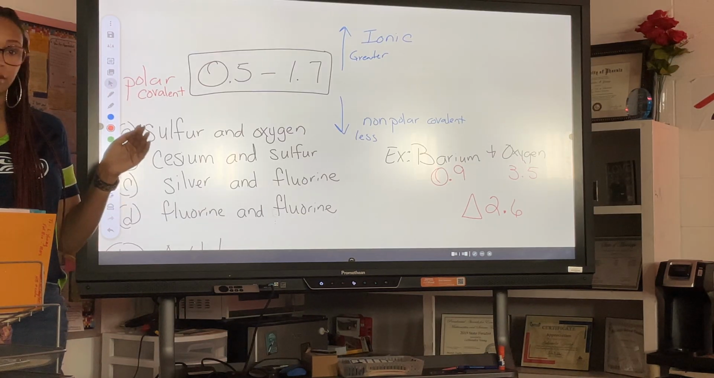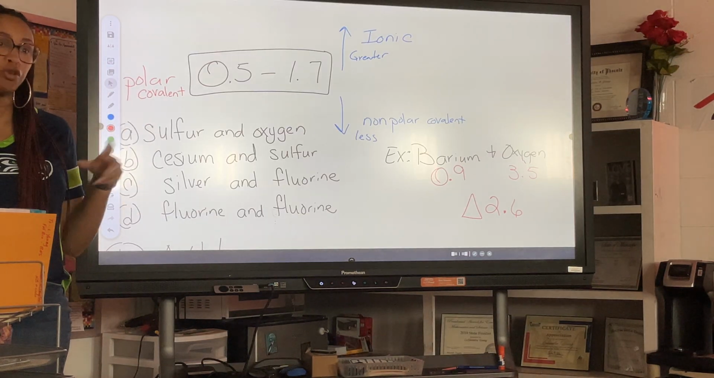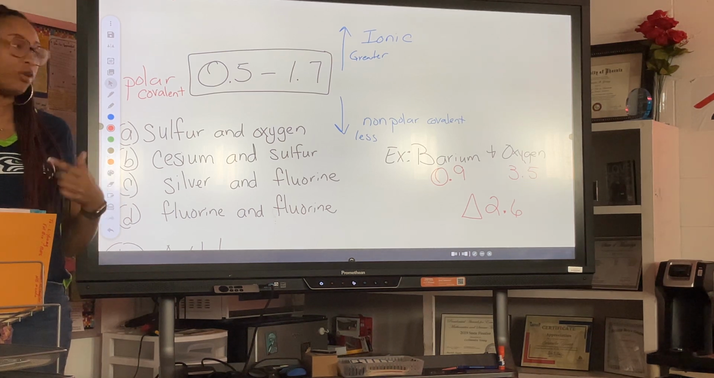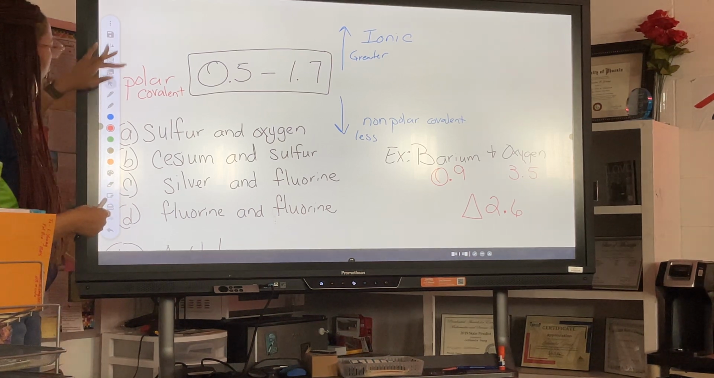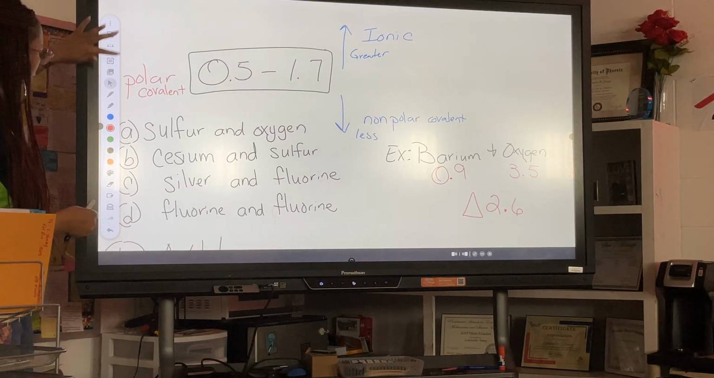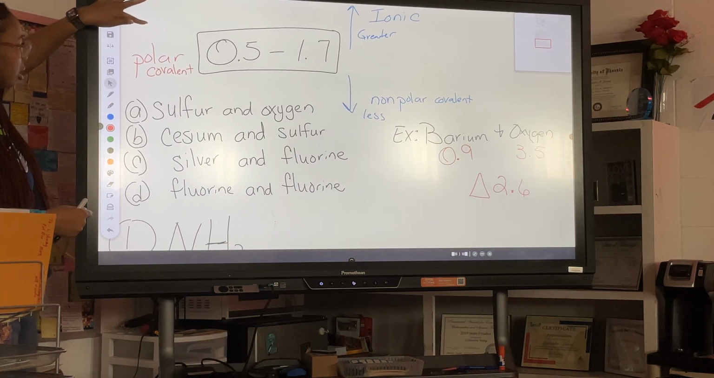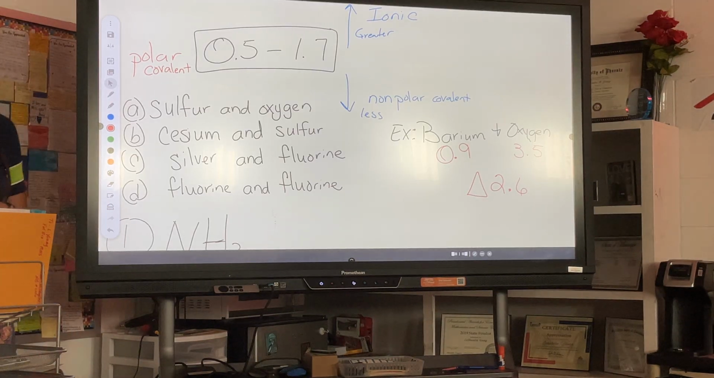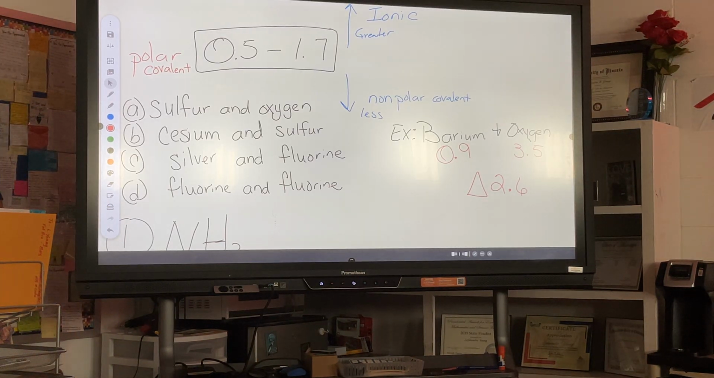What's the range for polar? 0.5 to 1.7. I want you to do sulfur and oxygen, cesium and sulfur, silver and fluorine, fluorine and fluorine. And I want the value, and I want to know if it is polar, non-polar, or ionic. Do it in.